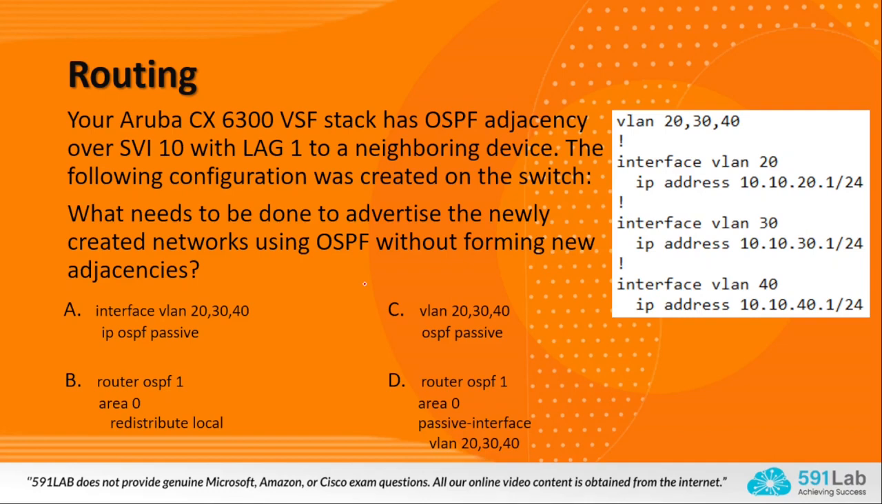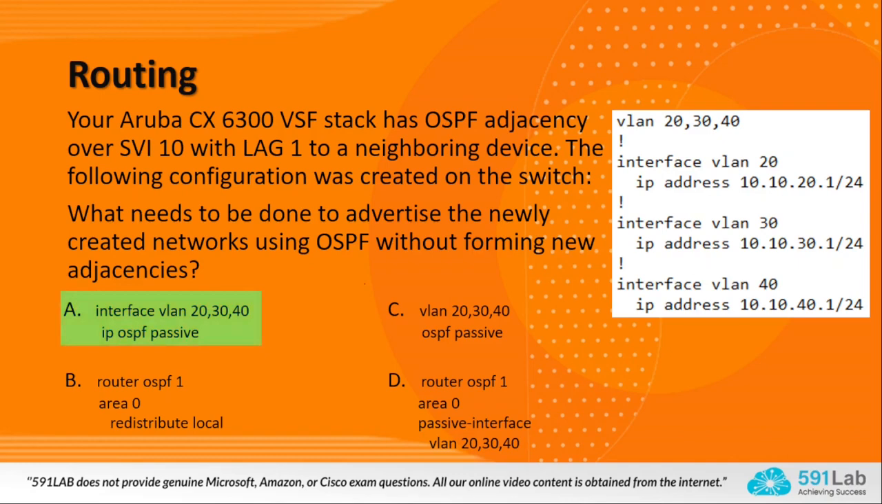So this is wrong. Option C, VLAN 20, 30, 40, and under VLAN context, there's OSPF passive. But there's no such command OSPF passive under VLAN context. So this is wrong. Option D, there's no such command like passive interface VLAN 20, 30, 40. Passive interface default is available under router OSPF, but the given command is wrong. So option D is wrong. The correct answer is option A.